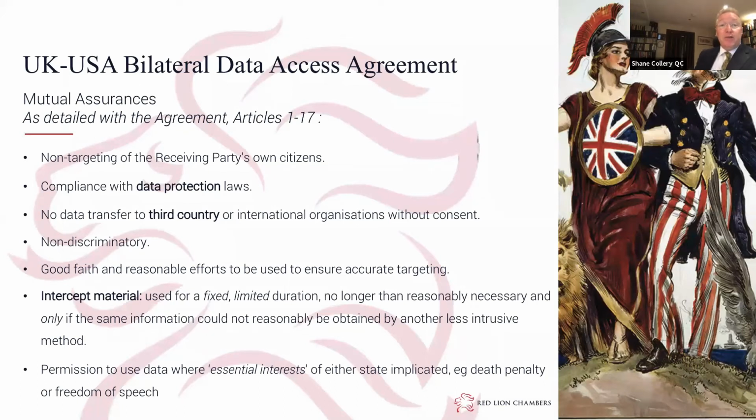Now, the Act received royal assent in February 2019. This agreement, the only extant data access agreement, took 4 years to negotiate. It was signed by both states in October 2019, I think the 3rd of October 2019 in Washington. The agreement passed through the necessary parliamentary procedures very quickly. So by January 2020, it had passed through our parliament.